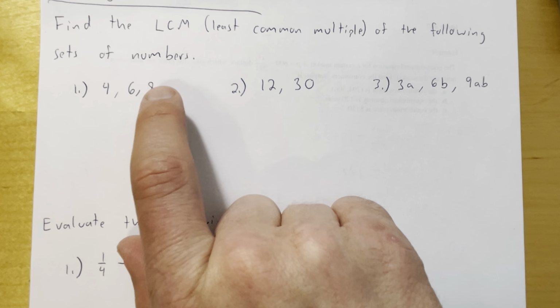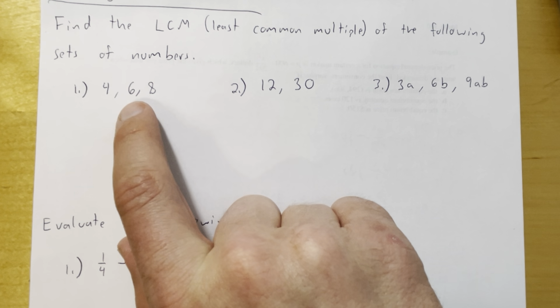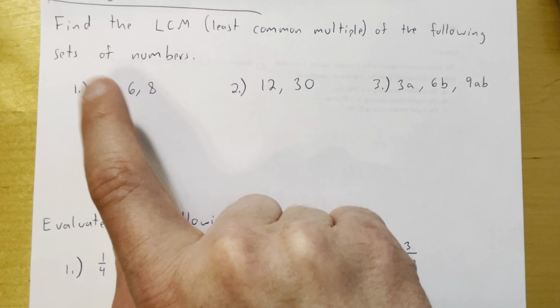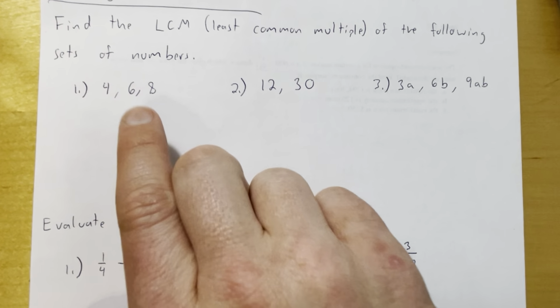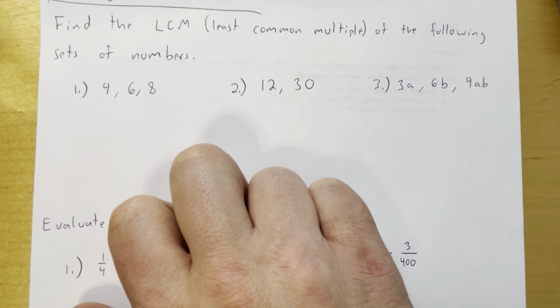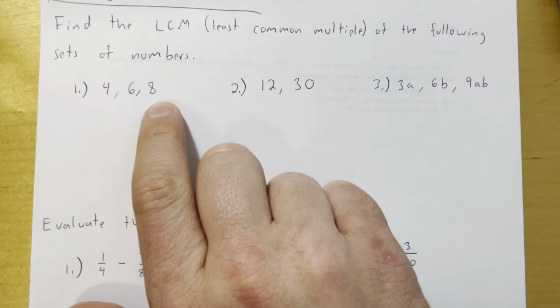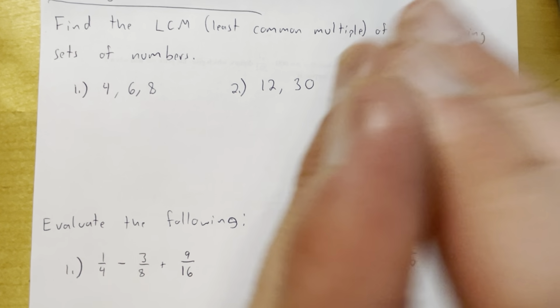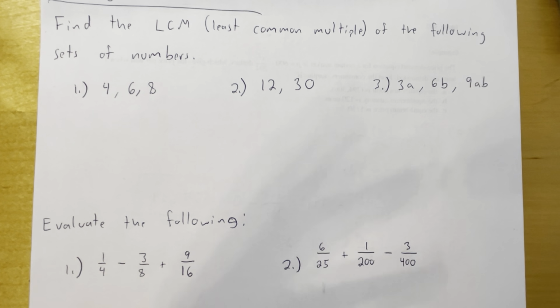So 8 plus 8 is 16. Is 6 also a multiple of 16? It is not. I don't need to check 4. I already verified that 4 is a factor of 8, so we're kind of done dealing with 4. 6 is not a factor of 16. So when I'm counting by 8s, 8 didn't work, 16 didn't work. I keep counting by 8s.